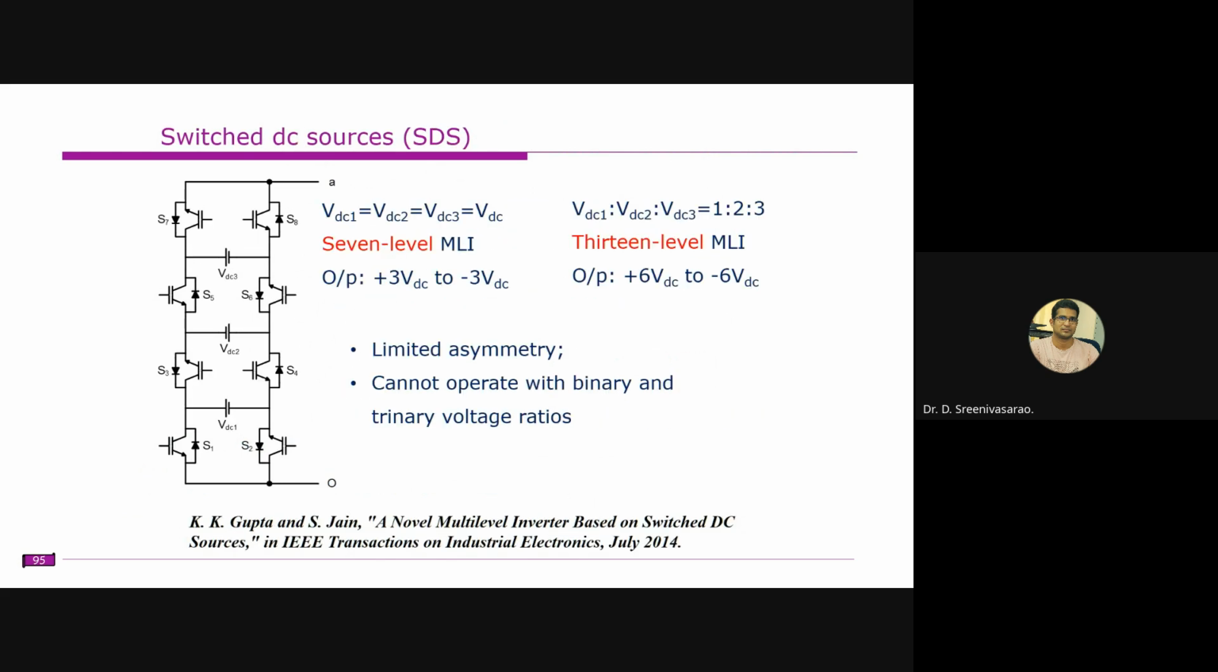So this is another one, switched DC sources, right? Here the DC sources are connected in between. So we can navigate like this, for example, from this DC source to this one, from this one to this one. So from here to here, like this you can navigate. You can also bypass certain switches, or bypass this one like this. You can increase the number of levels, right?